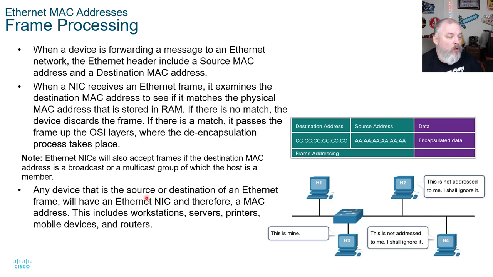Any device that is a source or destination of an Ethernet frame will have an Ethernet NIC and therefore a MAC address. And that includes workstations, servers, printers, mobile devices, routers. And this is an example here. So you have your destination, your source, and your data. And it will just say, this is not addressed to me. So this is getting sent. And H2 says, it's not mine, discards it. H3 says, hey, that's mine. It starts receiving it. All the other ones, they just ignore it because it's not addressed to them.